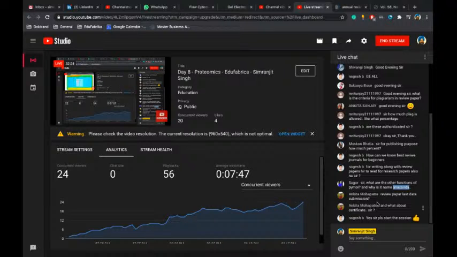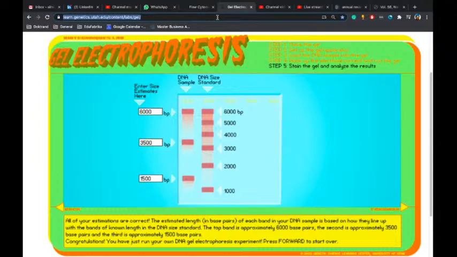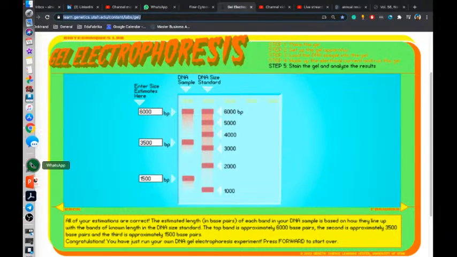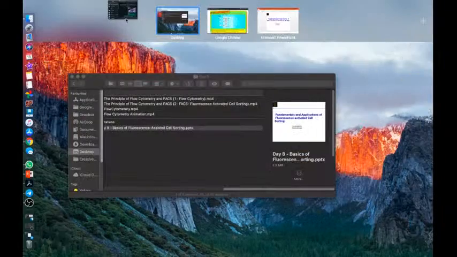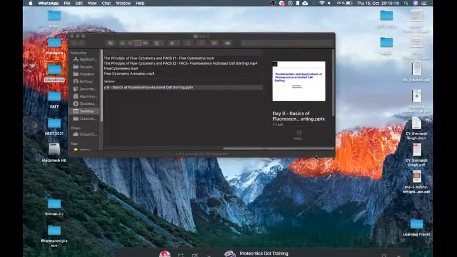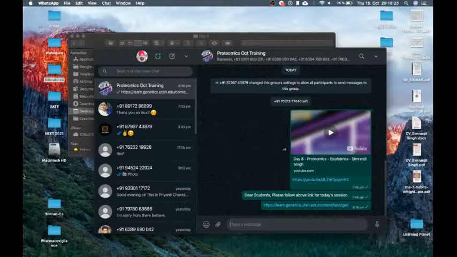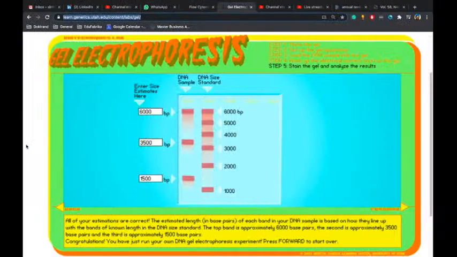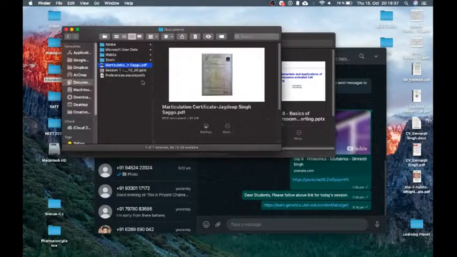So we are done with this gel electrophoresis. Now let's start with today's technique.